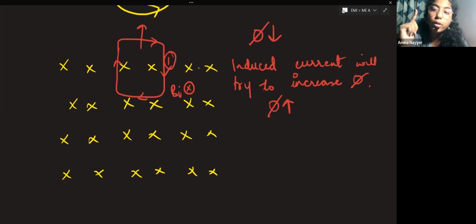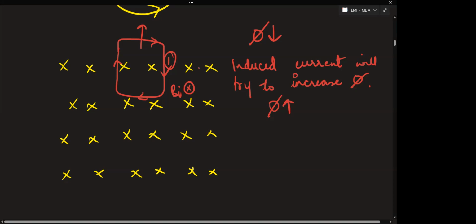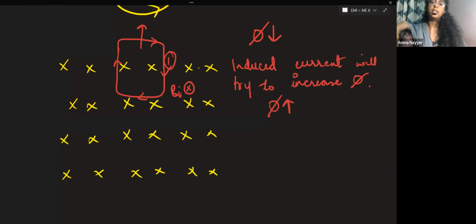Is this clear to all of you? First tell me. Yes, ma'am. Ma'am, can you repeat it once more? See, the magnetic flux was decreasing, as rightly answered by you, because the number of magnetic field lines enclosed by it was getting decreased like this.